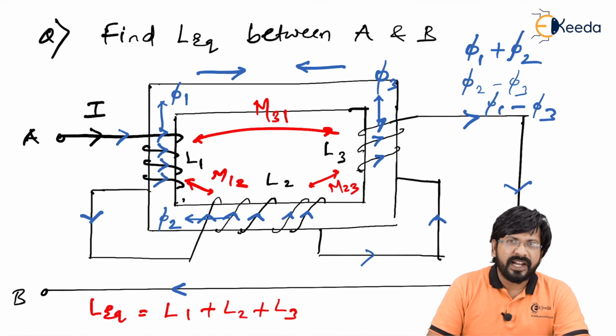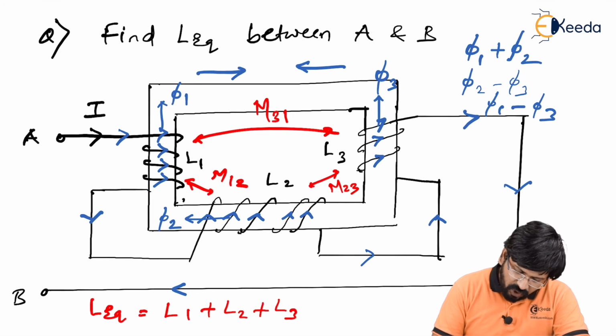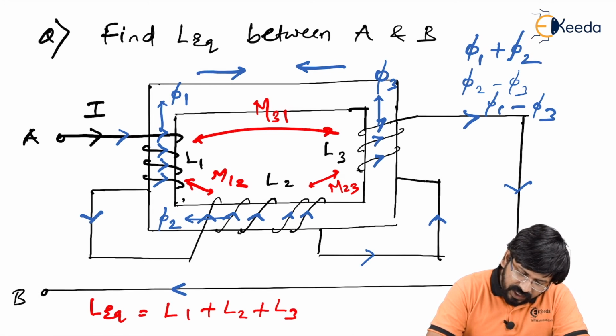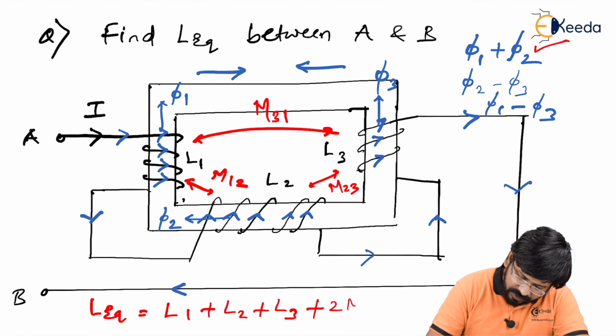Let's talk about coil 1 and coil 2. If you remember, if coil 1 and coil 2's flux are assisting each other, it will be twice of M, and if the flux are opposing each other, it will be minus 2M. So for coil 1 and coil 2, as we have seen, a flux addition is taking place. Therefore, it will be twice of M12.